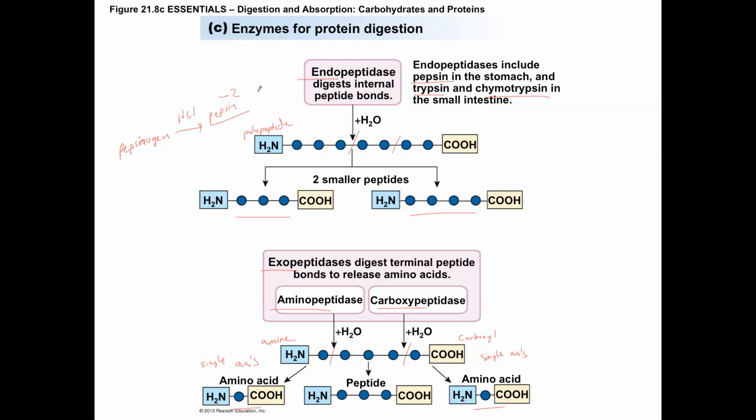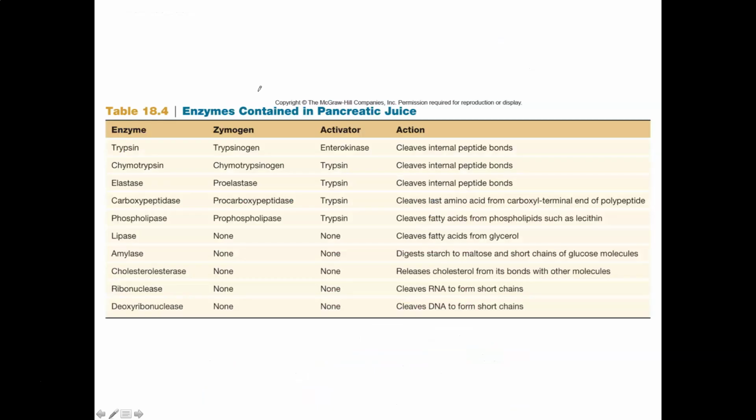So the pancreatic enzymes are going to start with the enzyme trypsinogen. So I'm going to go to a different diagram here. So this is showing you the various enzymes that are in pancreatic juice. So the protein digesting ones are going to be the trypsin, the chymotrypsin, the elastase, and the carboxypeptidase. So these are your protein digesting enzymes.